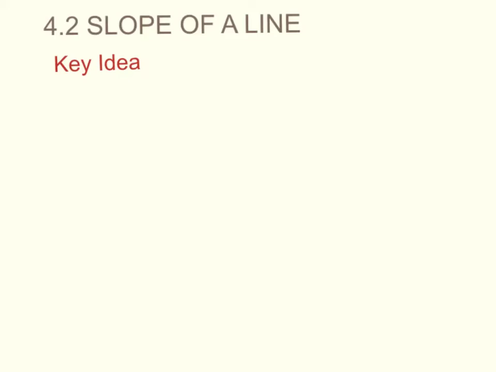In section 4.2, we're going to talk about slope of a line. This section contains a lot of material. It's actually pretty easy, but students do have problems with this section because you need to study and memorize the formula to finding slope. So let's start with our key idea.